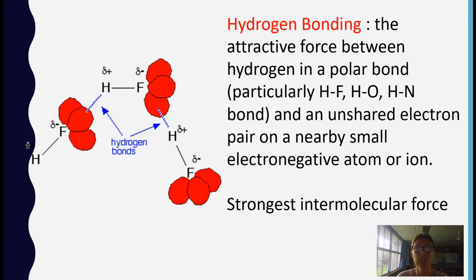Now these forces are actually 10 times stronger than dipole-dipole forces, and dipole-dipole forces are stronger again than our dispersion forces. So while they sound relatively strong, and compared to the other intermolecular forces I suppose they are, they are only about a tenth of the strength of a covalent bond or an ionic bond, which is the bonding that you have been researching.